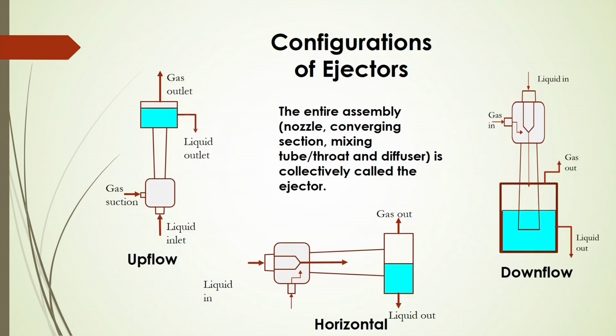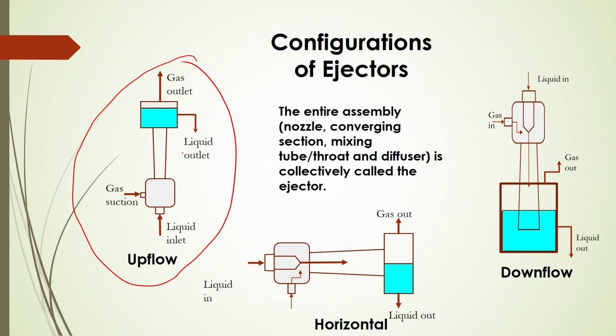Since we are talking about ejectors, of course, there are several configurations of ejector systems. Generally we have upflow, downflow and horizontal systems. In the figure, this is your upflow system. From the bottom of the column an ejector is attached, so that the gas will be sucked in by the liquid jet from the inlet. Whenever the liquid jet comes up, gas will automatically be sucked by this liquid jet, and then it will be dispersed in the column and separated in a separator.